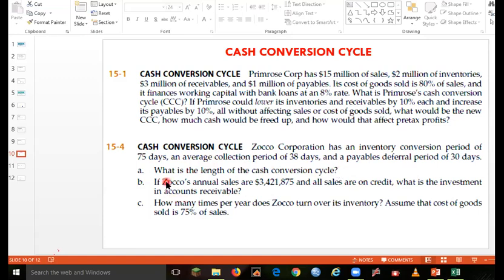The other part is, if Zoco's annual sales are given, and all sales are on credit, what is the investment in accounts receivable? So accounts receivable is required, okay? How many times per year does Zoco turn its inventory? Assume that the cost of goods sold is 75% of sales. So inventory turnover is required.